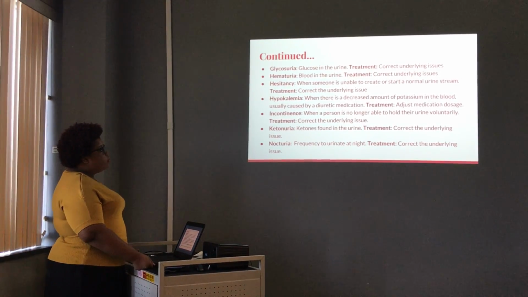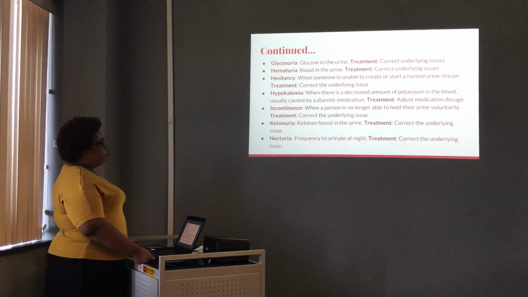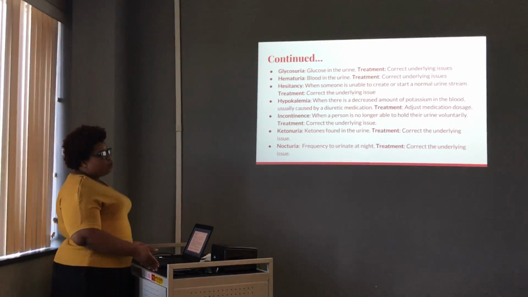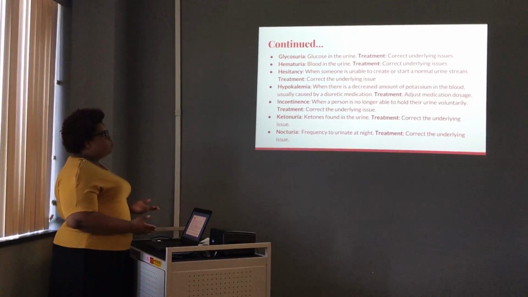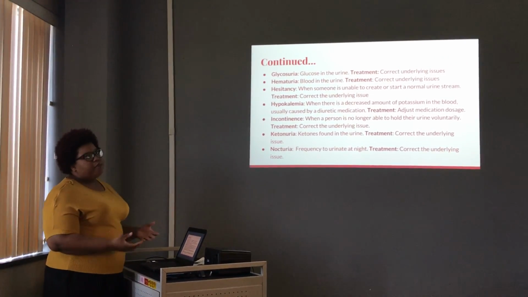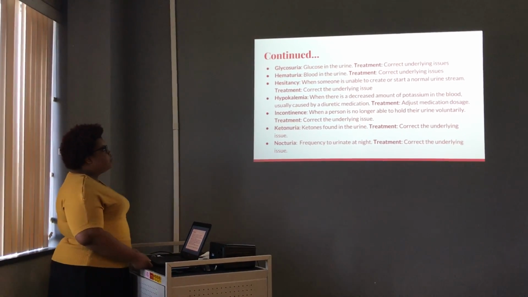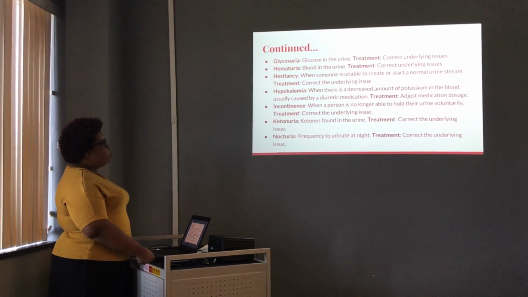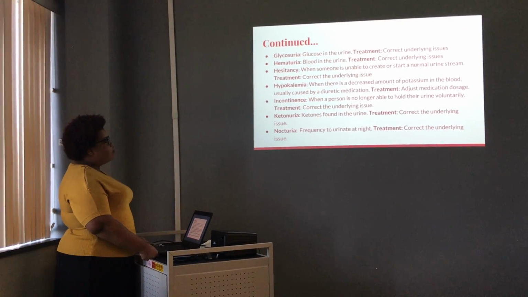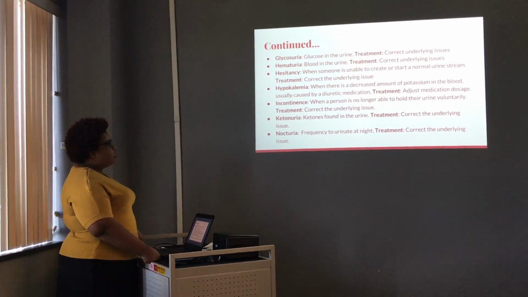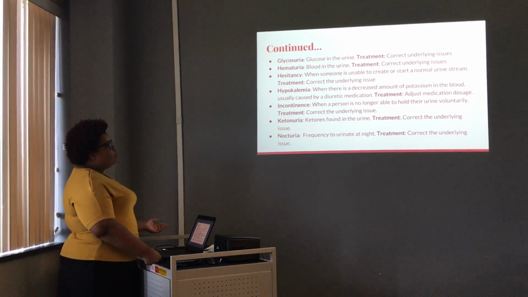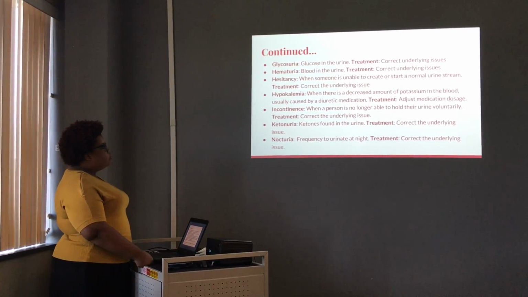Hesitancy is when someone is unable to create or start a normal urine stream, and with this as well, you have to correct what's causing someone not to be able to start a stream. Hypokalemia is when there's a decreased amount of potassium in the blood, usually caused by diuretic medication. So at this point, you have to adjust your medication dosage.